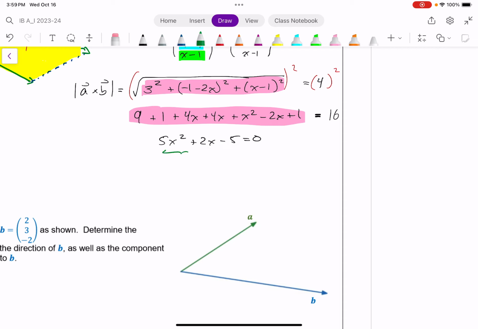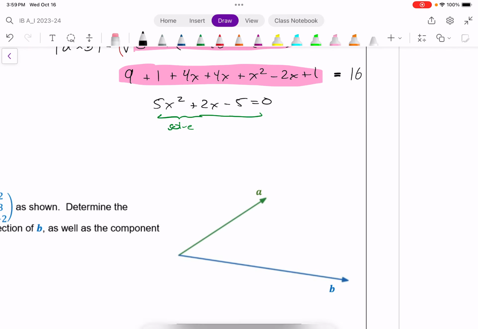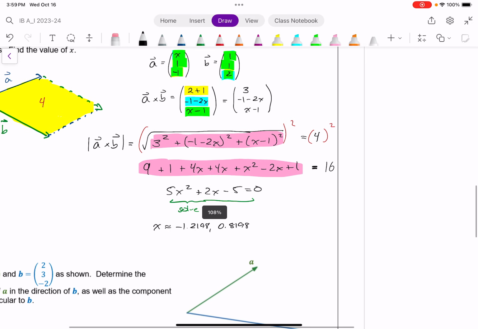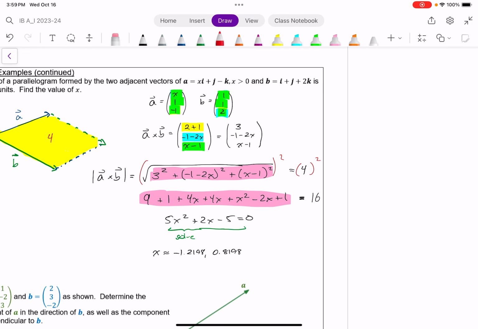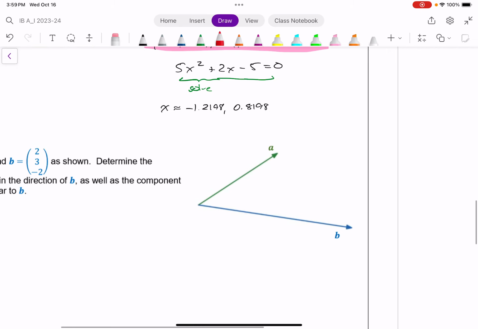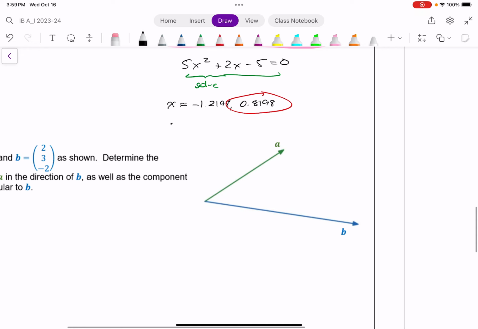I'm going to solve this with a GDC. This doesn't factor anyways. You can solve by graphing or something, or the quadratic formula. We get x equals approximately -1.2198 and approximately 0.8198. Well, notice up here, it does tell us that x is a positive number. So I know in the end, I'm only looking at this. And so I can say, therefore, x is approximately, to 3 significant figures, 0.820.